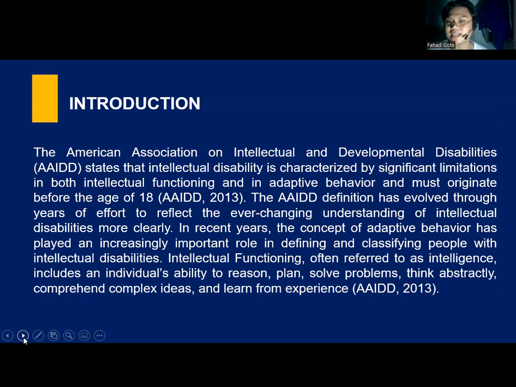The AAIDD definition has evolved through years of effort to reflect the ever-changing understanding of intellectual disability more clearly. In recent years, the concept of adaptive behavior has played an increasingly important role in defining and classifying people with intellectual disabilities. Intellectual functioning, often referred to as intelligence, includes an individual's ability to reason, plan, solve problems, think abstractly, comprehend complex ideas, and learn from experience.